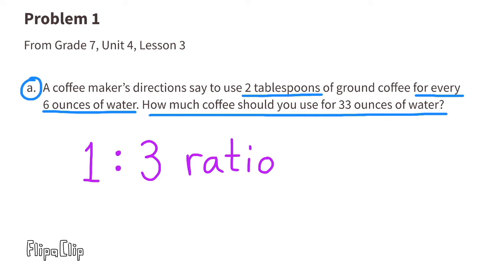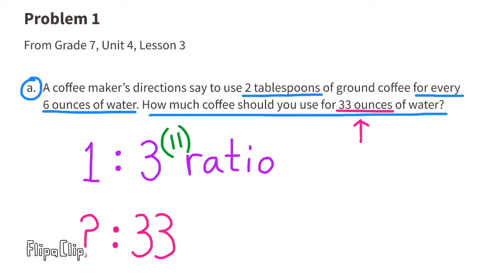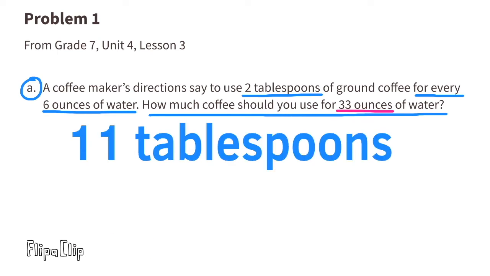The question asks, how many tablespoons of coffee for 33 ounces of water? 33 divided by 3 is 11, and 3 times 11 is 33. If we multiply the number of ounces of water by 11, then we can multiply the number of tablespoons by 11. 1 times 11 is 11. So when you're using 33 ounces of water, you'll need to use 11 tablespoons of coffee.